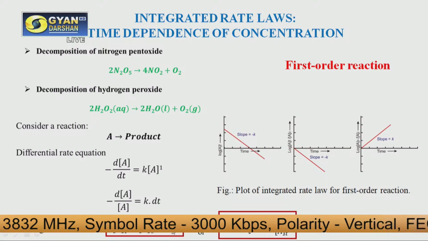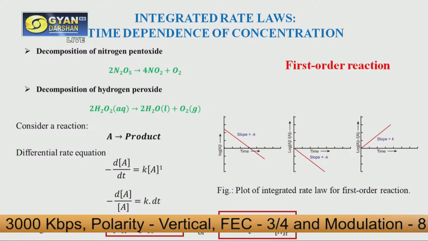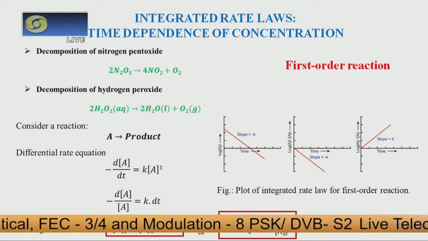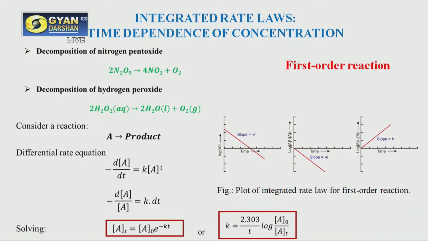If we simplify this term, we will get k is equal to 2.303 by t times log of the initial concentration of A divided by the concentration of A at time t. Here 2.303 is found from the ln. If we convert the ln to log, then we find the 2.303.